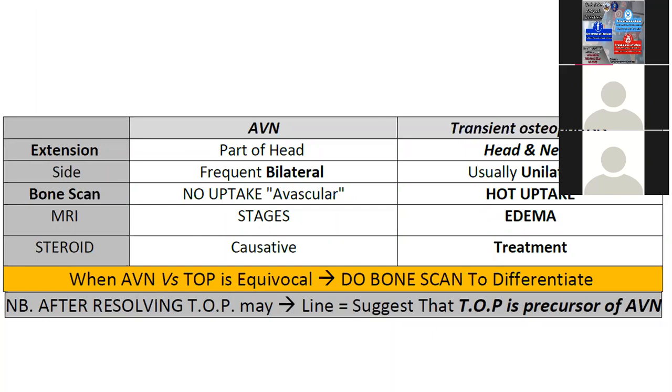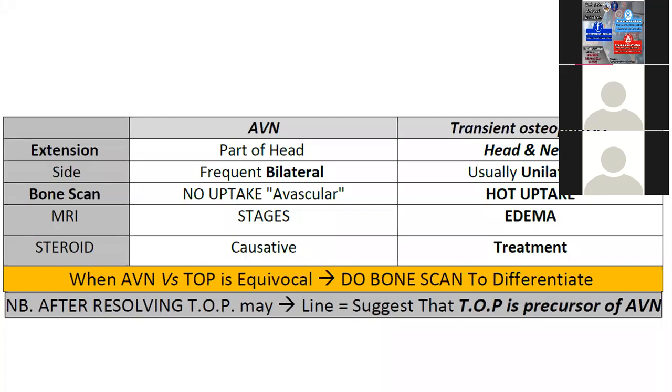This table is very important because avascular necrosis is the destructive one and is the treatable one, and this is a curative one for the transient osteoporotic hip. That's why we have to conclude, we have to confirm.